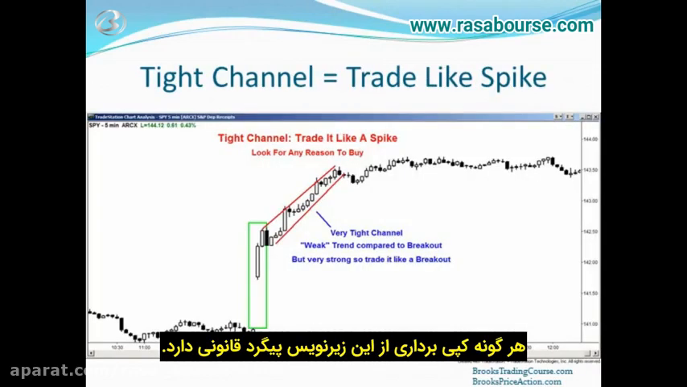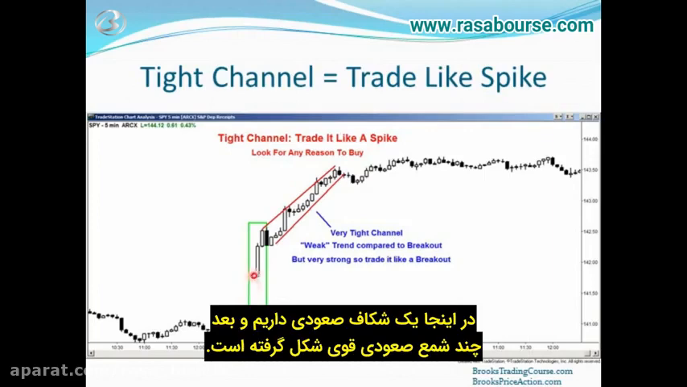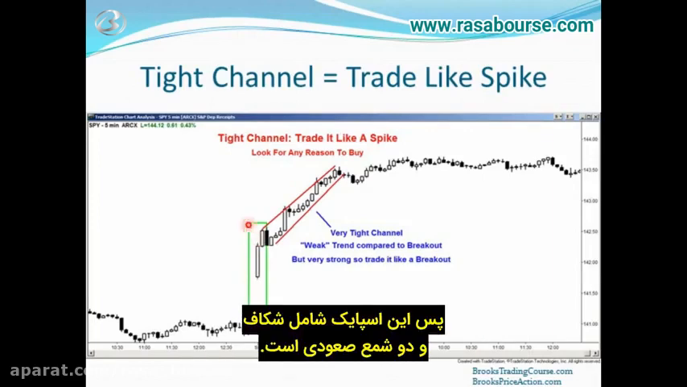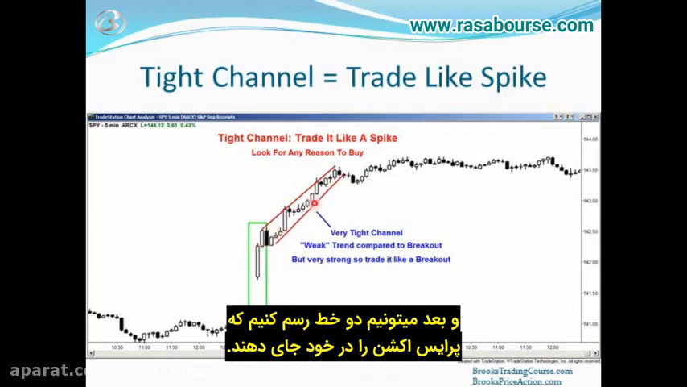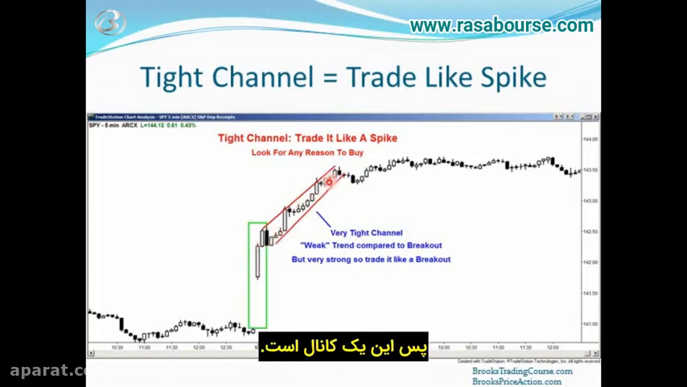Here we have a gap up and then a couple strong bull trend bars. So the spike is the gap plus the two bull trend bars. And then you can draw two lines that contain the price action. So this is a channel.